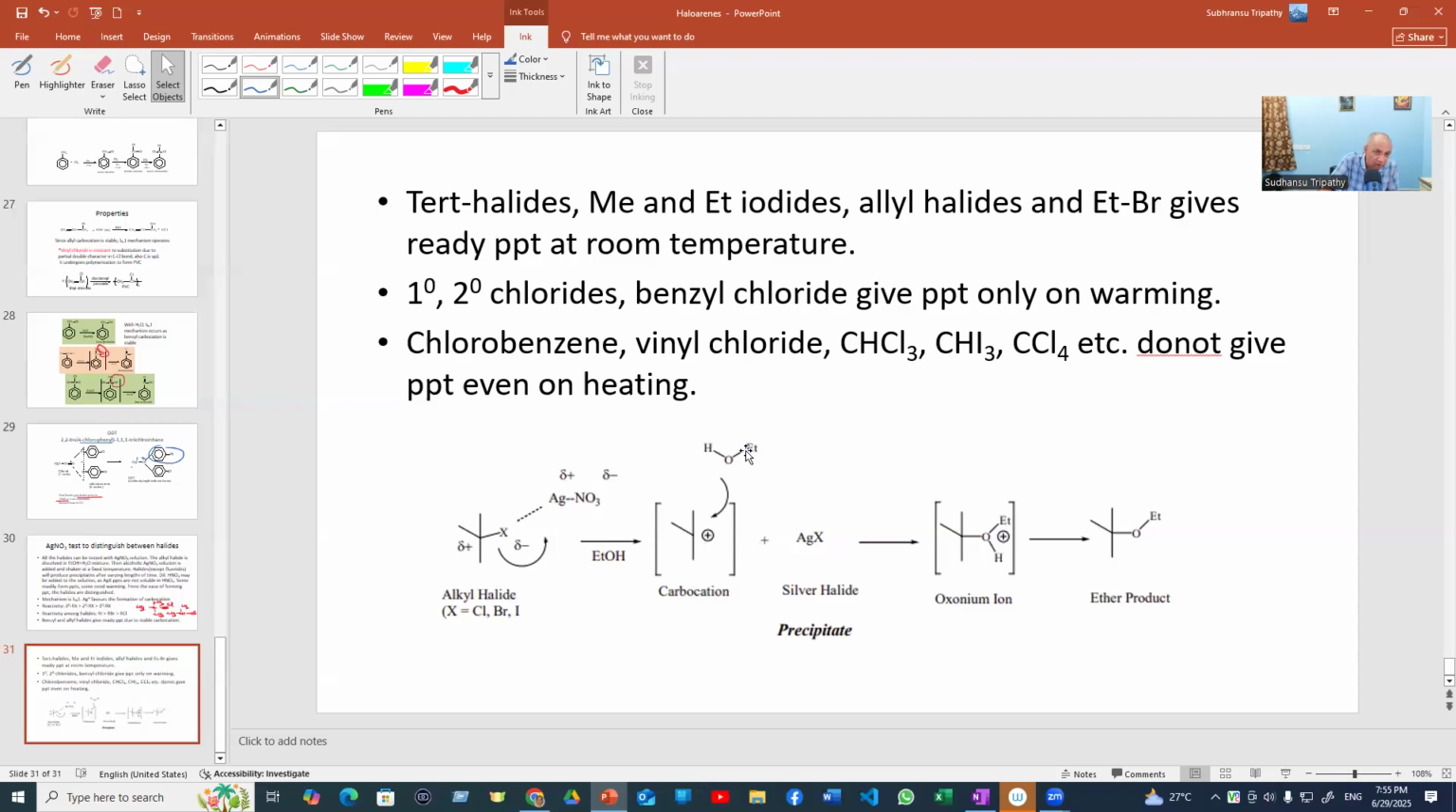If it is water, usually water is not taken because most organic halides are not soluble in water. They are soluble in ethanol. So the solvent chosen is ethanol. So ultimately an ether is produced, but the precipitate indicates the halide.